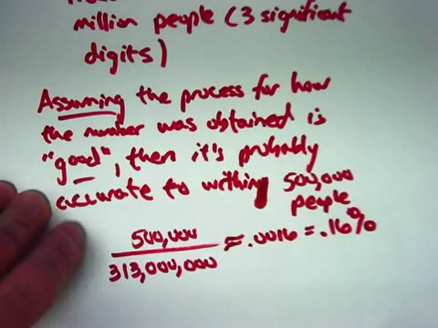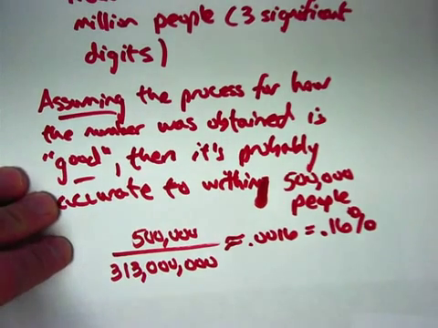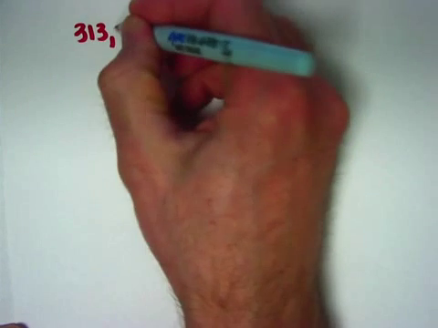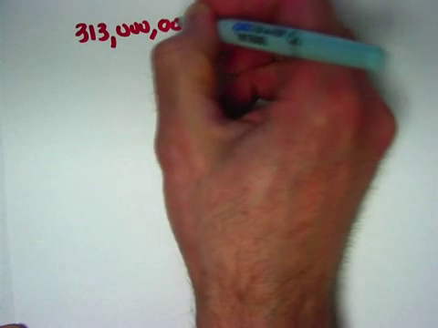So that's accuracy: how close is it to the true value. The true value really is unknown, so you really can't say for sure how accurate it is, but you might say it's likely to be that accurate, what I just said there. All right, the next question was put the number in scientific notation. Written out, again, the number was 313 million people.